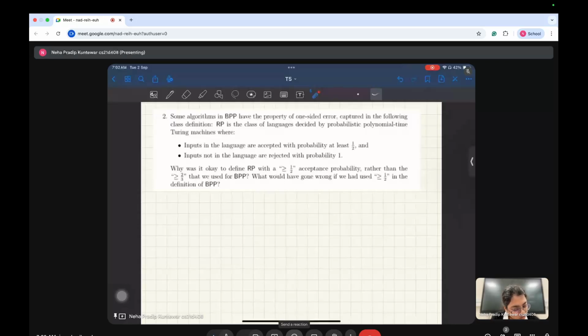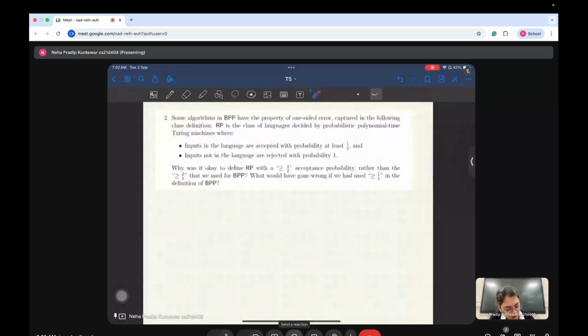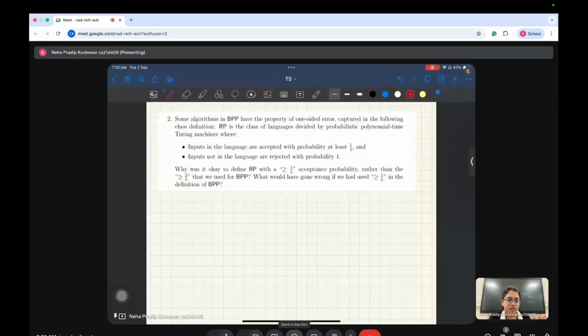So notice that we saw that there are these languages inside BPP which we called RP, where the languages are making one-sided errors, whereas BPP as a whole is allowed to make errors in both cases. To be precise, this was the definition of RP that we defined. In the yes case, it's correct with at least half probability. In the no case, it's always correct.